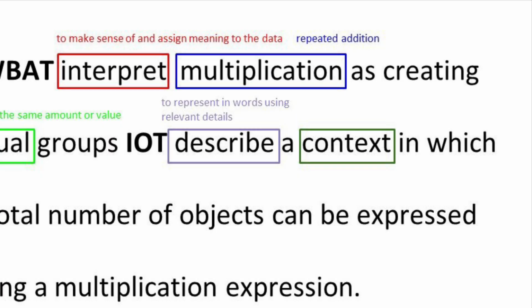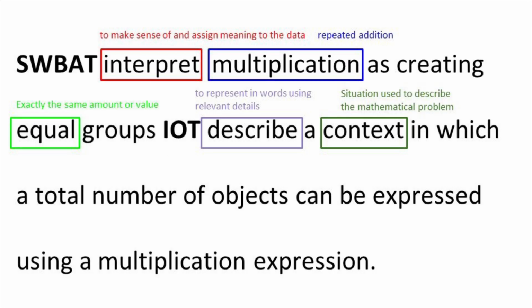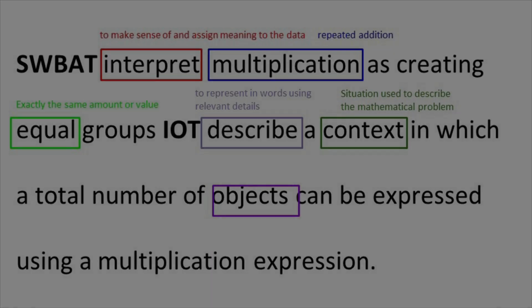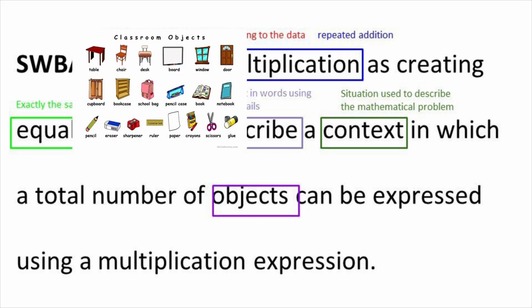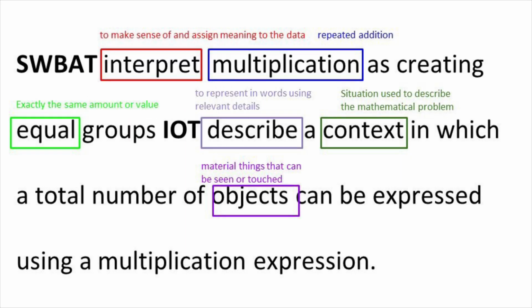Our next word is context. Context is a situation used to describe the mathematical problem. Our next word is objects. Objects are material things that can be seen or touched.